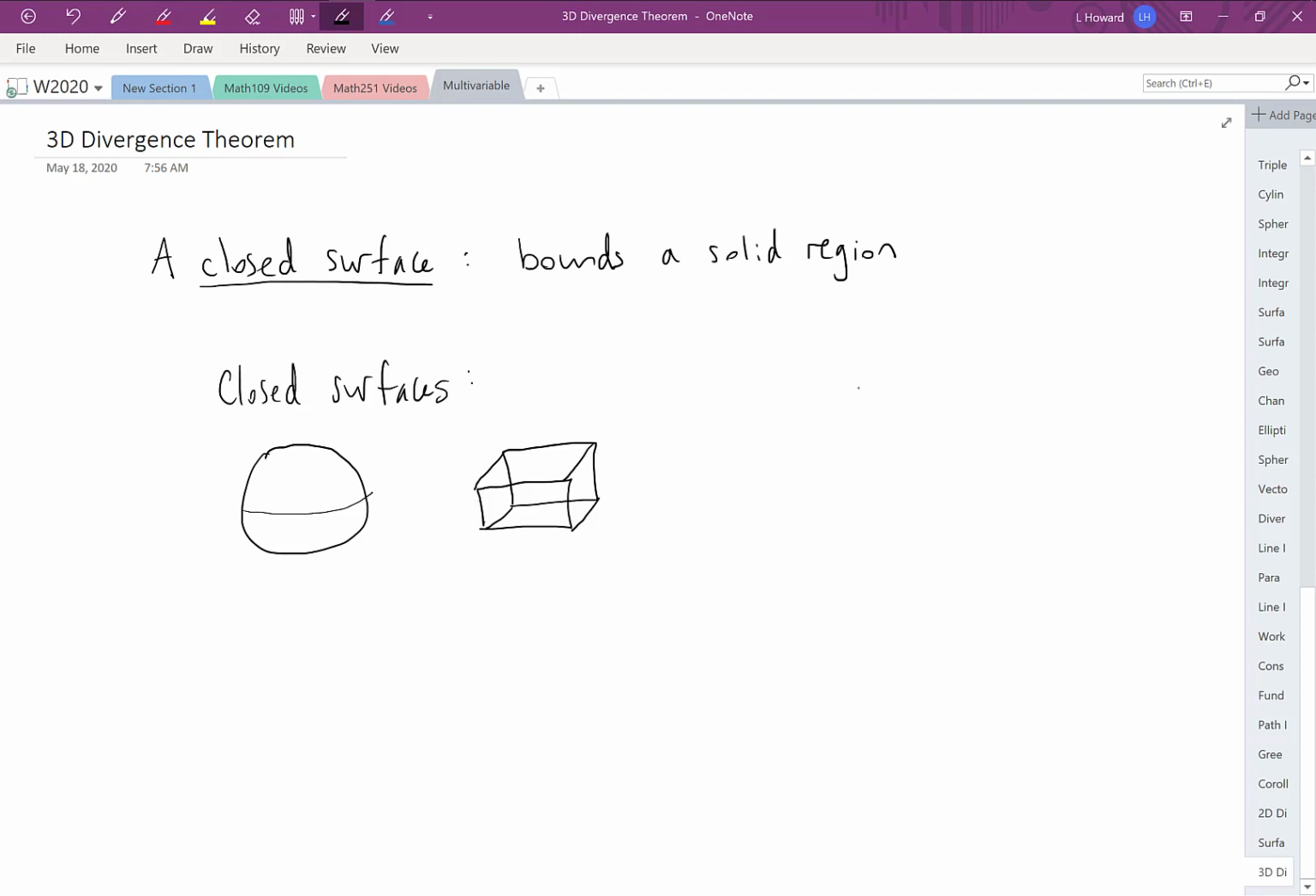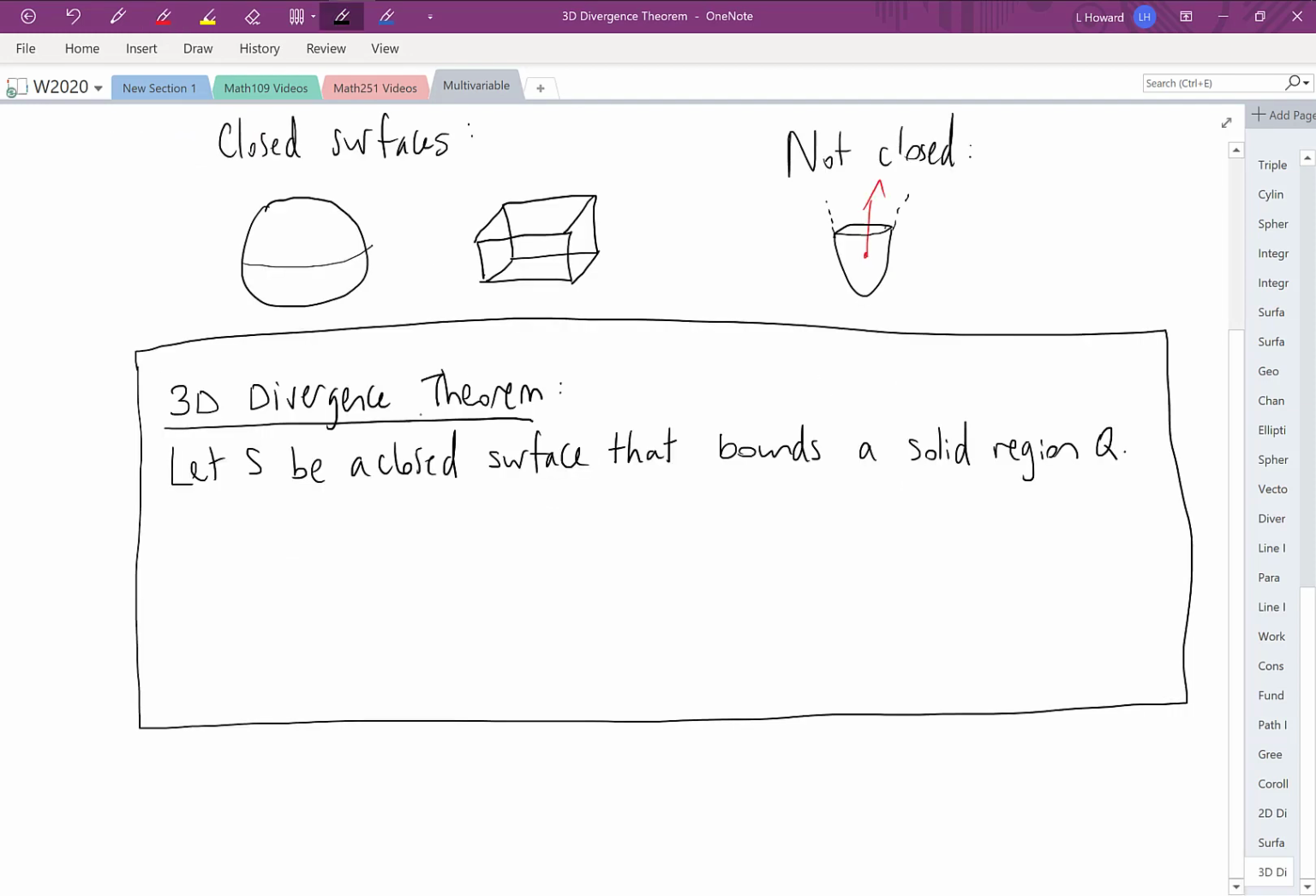An example of a surface that's not closed, let's say a paraboloid, for example. So this paraboloid is an infinite surface. And imagine you had, say, a particle sitting here. There would be nothing stopping this from just flying out here. So that paraboloid does not bound a solid region, therefore it's not a closed surface. So now we can jump into the 3D divergence theorem.